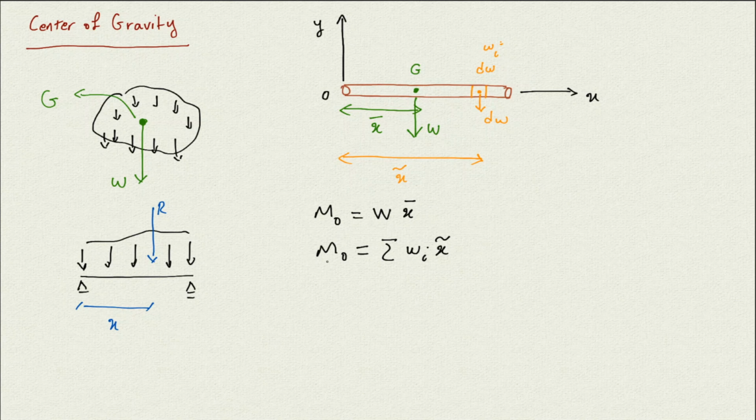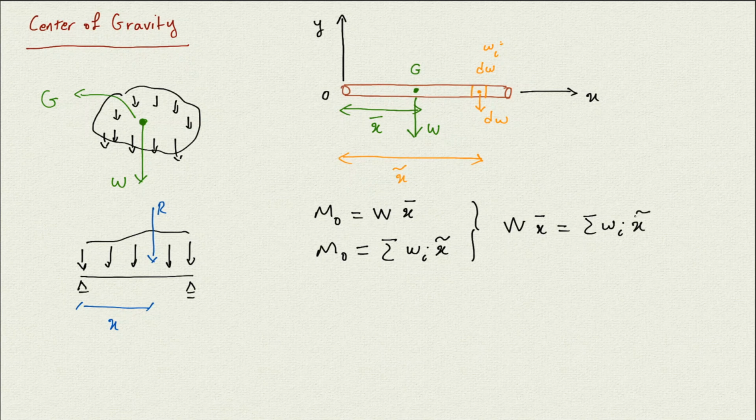These two should be equal to the moment created by all the small elements. If I divide the rod into small pieces and add the moment every piece creates about point O, it should be equal to the moment the total weight creates about point O. So I can say these two should be the same, therefore these two should be equal.